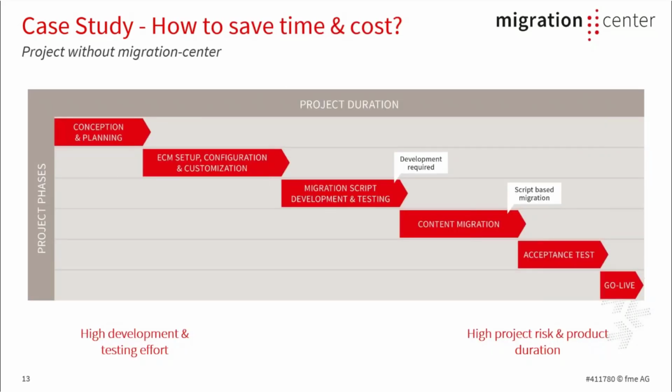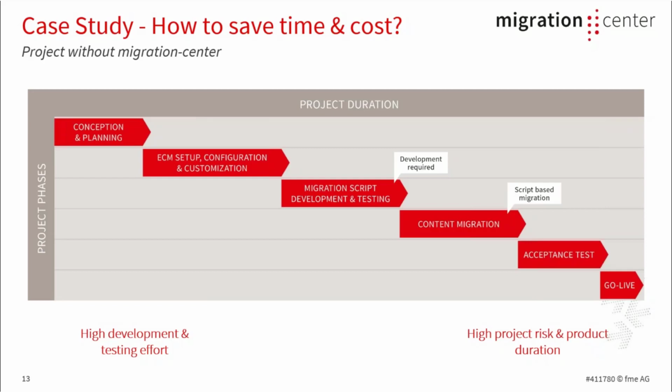So how does it look? How can we save time and cost during an ECM migration project? This is a really high-level project plan for the introduction of an ECM system. Typically it starts with a conception and planning phase. Then you set up the Documentum environment, you configure everything, and you maybe customize your Documentum environment. Then typically you start building your scripts based on frameworks or whatsoever to migrate the data. And of course you need to test those scripts.